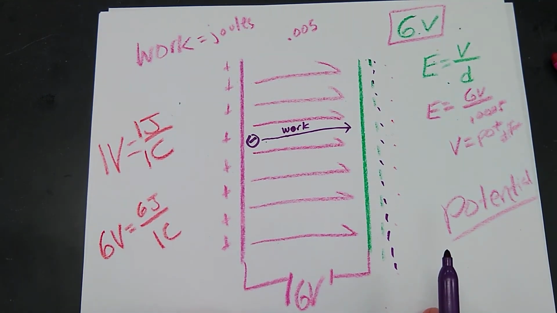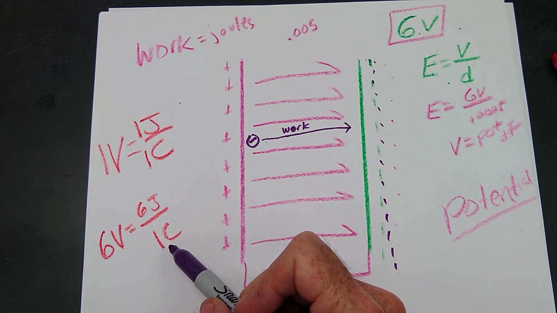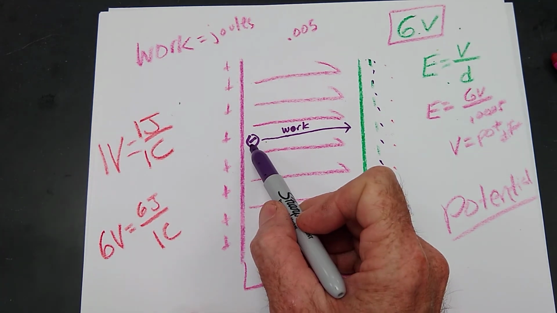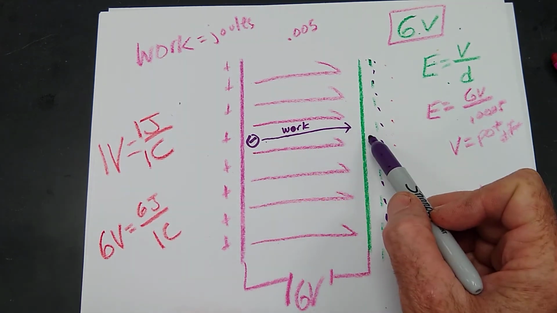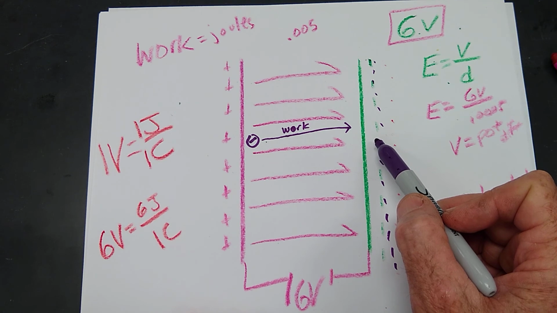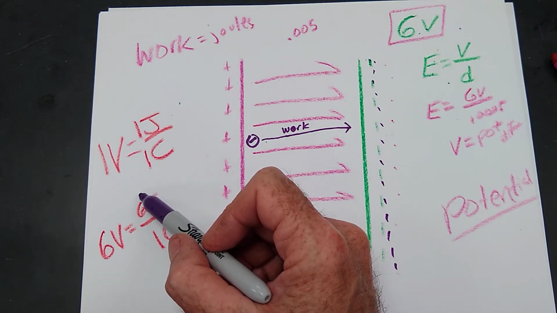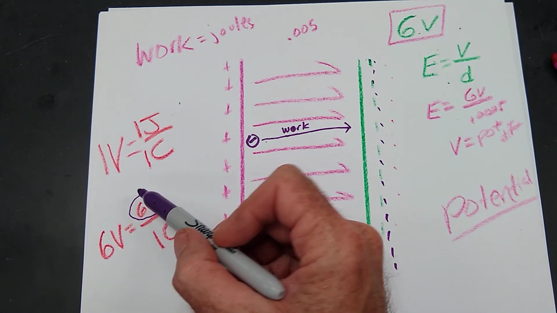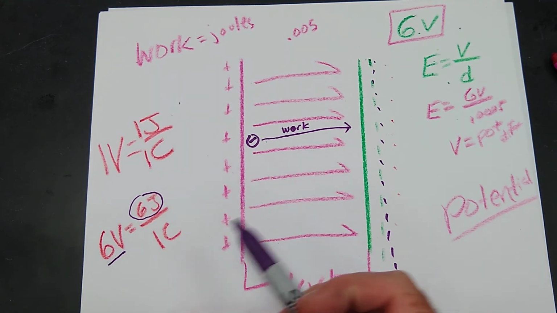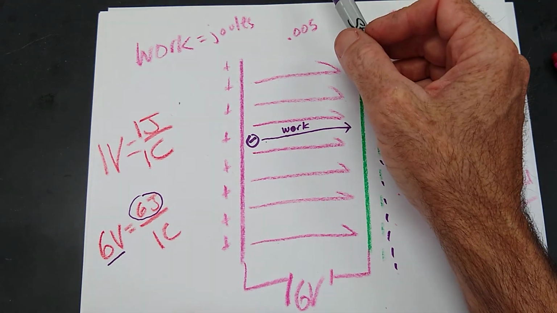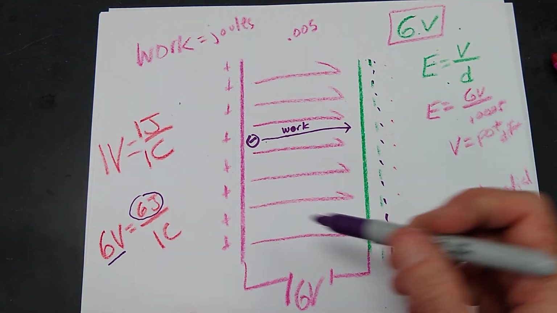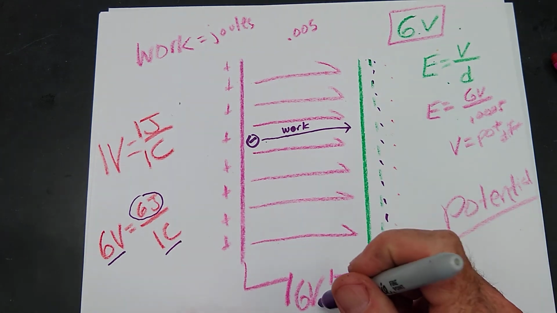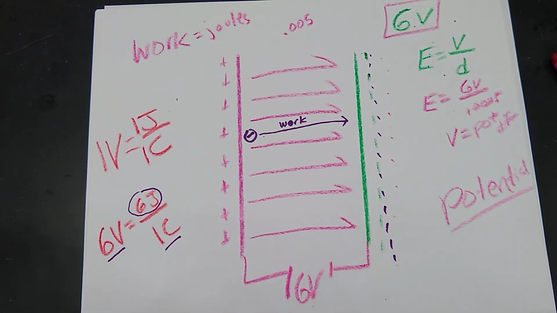Does that make sense? So for every coulomb of charge where I move the electrons back, if I moved a whole coulomb of electrons back to the negative side of this battery, then I would have to do 6 joules of work to get that done because it's a 6 volt battery. So if you plug this in to a recharger, the outlet will have to do 6 joules of work for every coulomb of charge to recharge this battery. So that's the end of parallel plates.